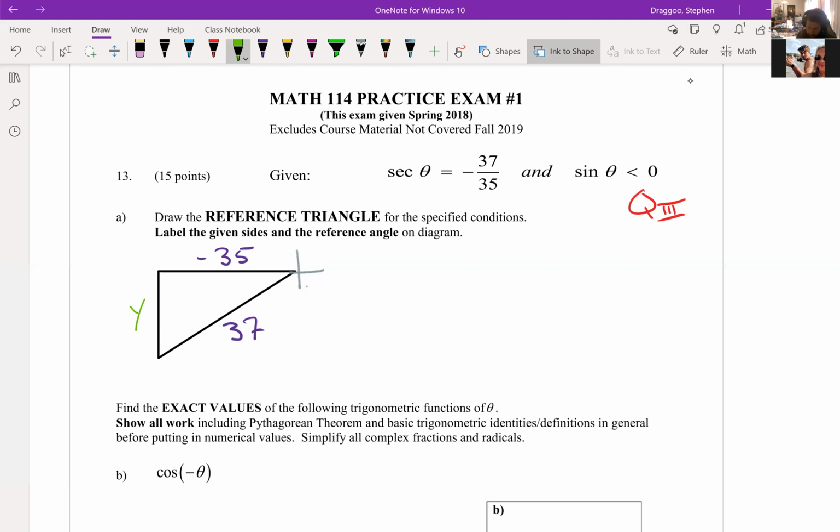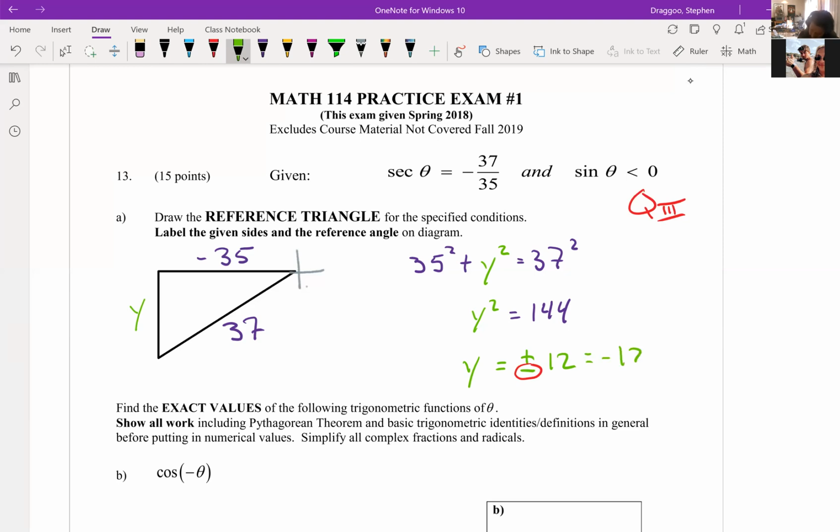So throw some work together over here. 35 squared, ooh boy, turning to shape off. 35 squared plus y squared is equal to 37 squared, meaning that y squared is equal to 144. So y is plus or minus 12. And because we're in the third quadrant, I'm going to need to take the negative value here. So y should be negative 12.